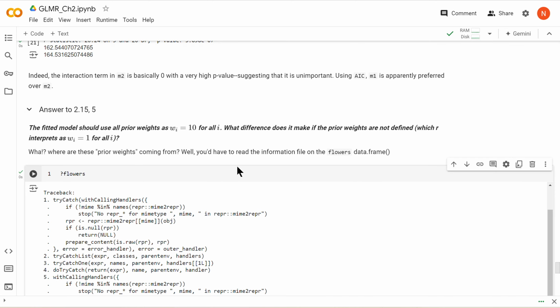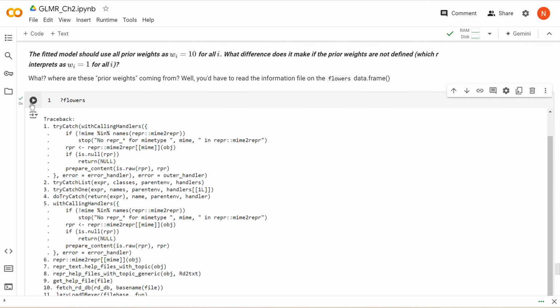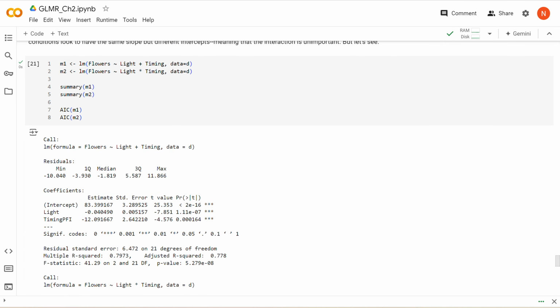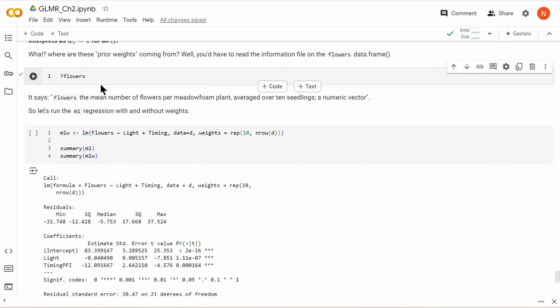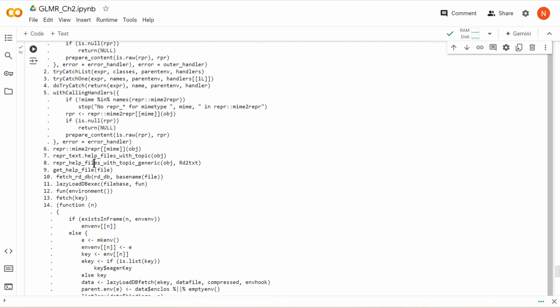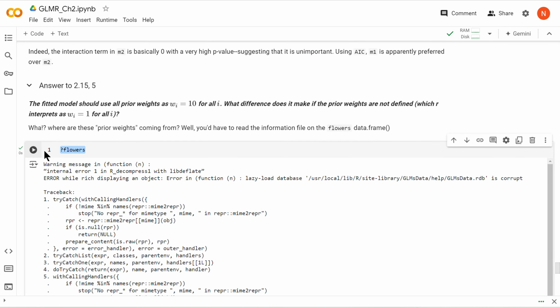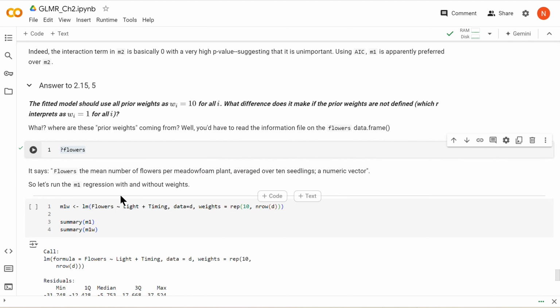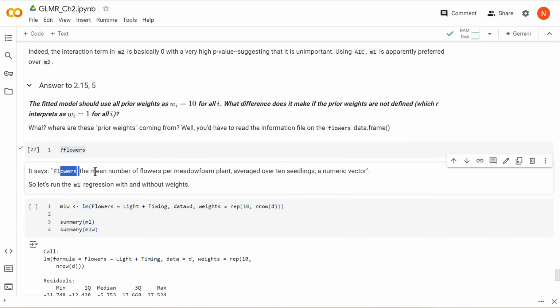What I should have done, and what you should do, is to make sure that you read the help file for flowers. Unfortunately, for reasons that I don't understand, even though it was working earlier, that command is not working, but there's no reason that it should not work on your machine. You should type in the name of the data set, flowers, and you'll find that the variable flowers is the mean number of flowers averaged over 10 different seedlings. This is just taken right from the help file.